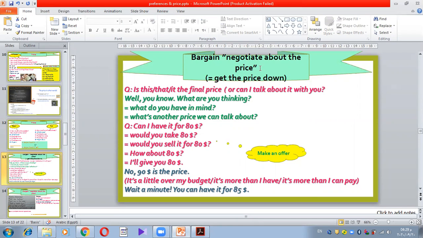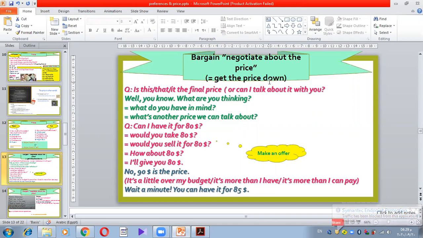So, for example, again, what is meant by bargaining? I want to buy, let's say, a dress. So I asked the salesperson, how much is that? He told me it's 100. So I told him it's a little expensive. Would you take 80 instead of the 100? So here I am getting the price down, like what we do in Egypt, guys.